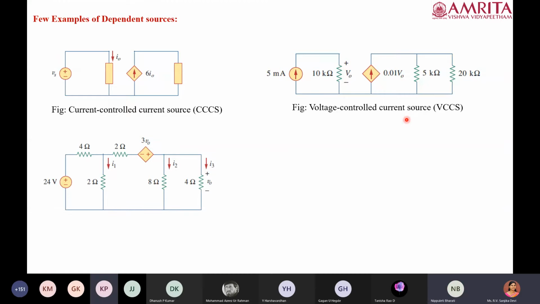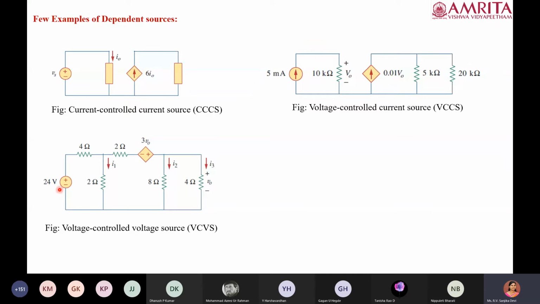Voltage controlled voltage source. Yes, it is a voltage source because it has the plus minus symbol. If you see this value, it is 3 times V0. So V0 is a voltage present somewhere in the circuit, so it is dependent on a voltage. We can tell that it is a voltage controlled voltage source. Either you can call it a voltage dependent voltage source or a voltage controlled voltage source.